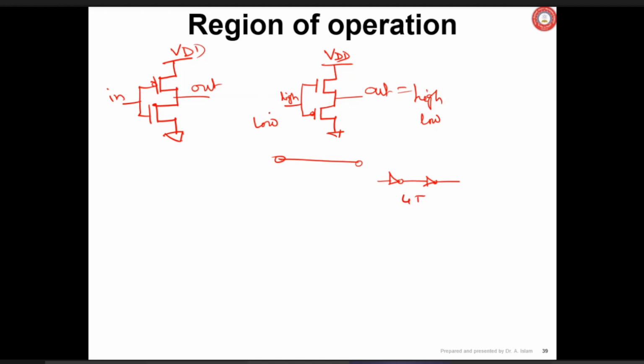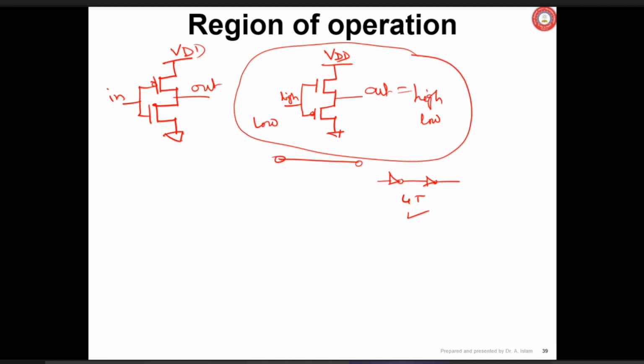Now, my question is, it also gives the buffer kind of behavior with 2 MOSFETs. Why would somebody want to use 4 MOSFETs? Is there any answer to this question from your side? Sir, I don't remember exactly, but it was related to weak output something. Yeah, you are remembering something and it is correct.